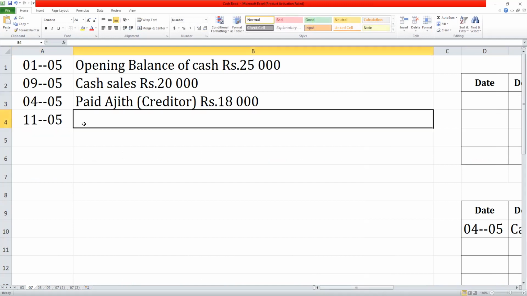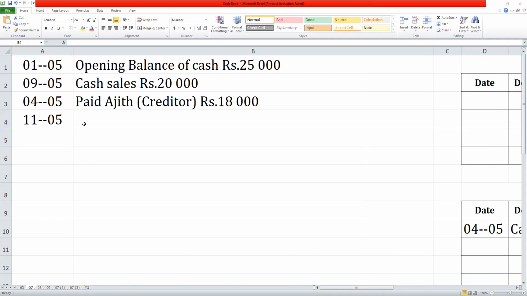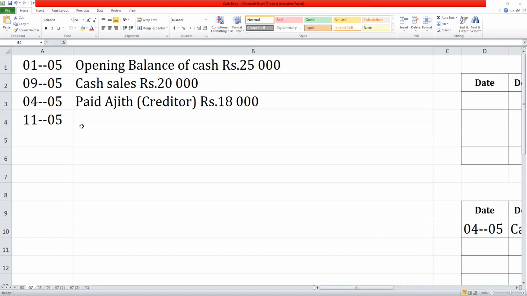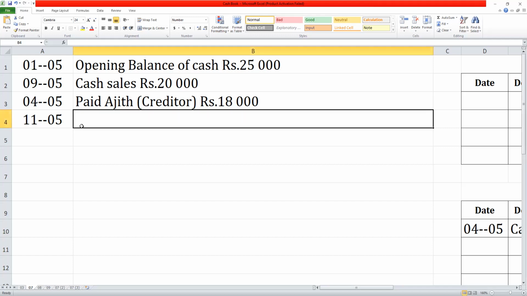Okay. On 11th of May, what has happened? Cash book is credited 15,000. So it is a payment. And the description is purchases. What is this transaction? Cash book is credited by 15,000, description is purchases. Can somebody tell me the transaction which has taken place on 11th of May? Janidu.